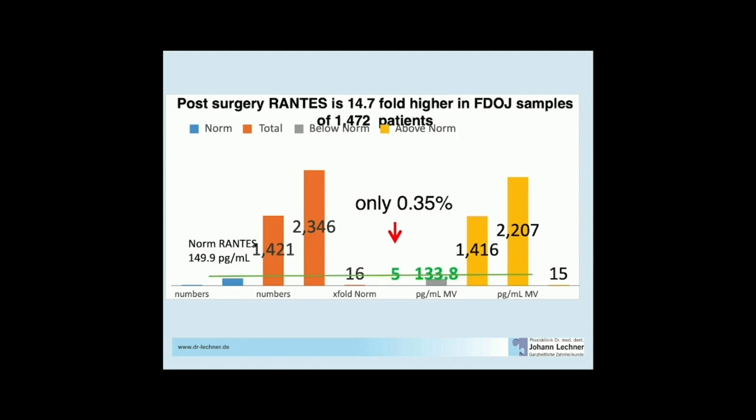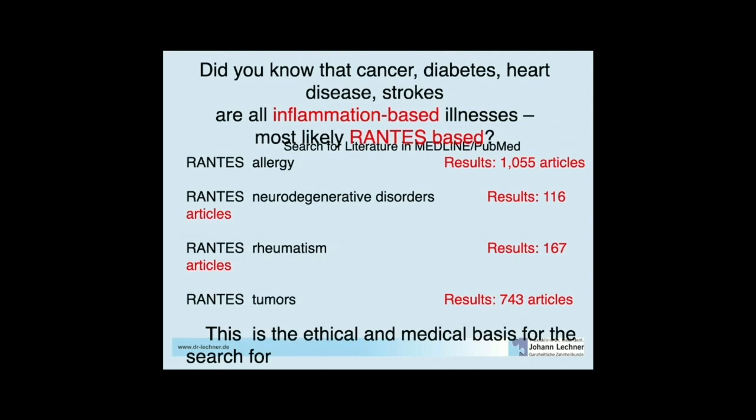Now, did you know that cancer, diabetes, heart disease, strokes are all inflammation-based illnesses? And we presume, or we ask, are they most likely RANTES-based? And the search for literature in PubMed shows, you type in RANTES allergy, and for these two short search terms, you get 1,055 scientific articles. For RANTES and neurodegenerative disorders, you get 116. For RANTES rheumatism, you get 167. And for RANTES and tumors, you get 743 articles.